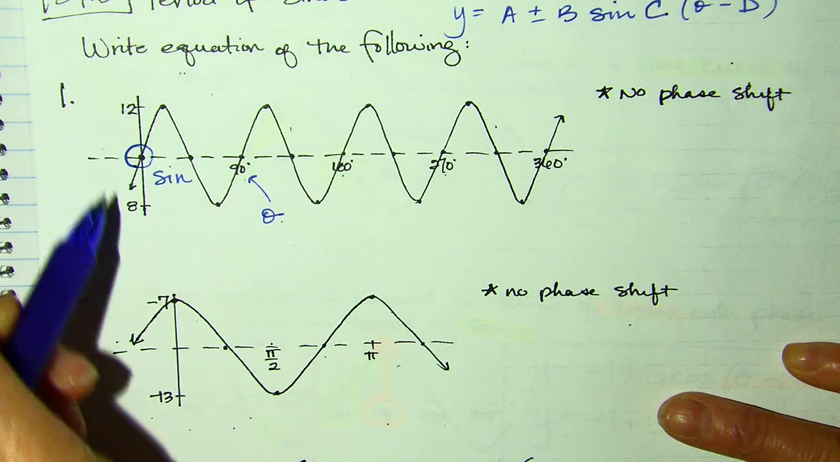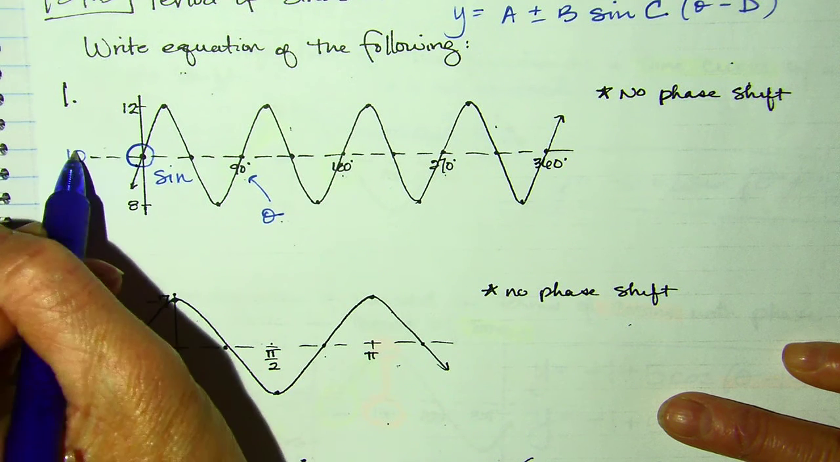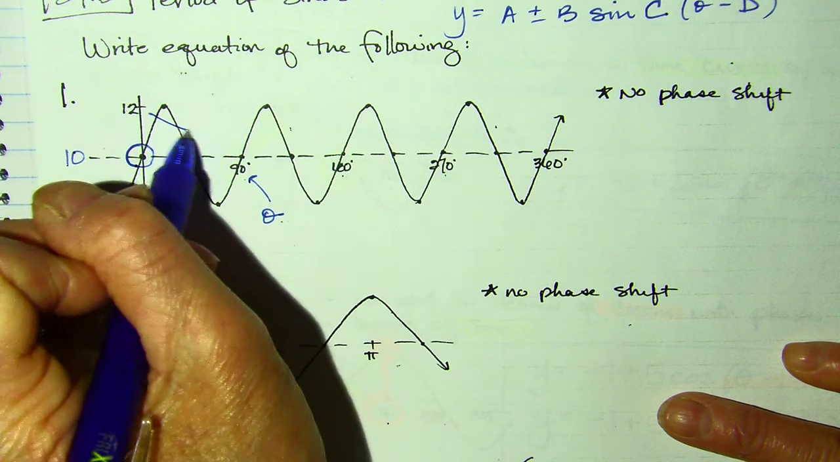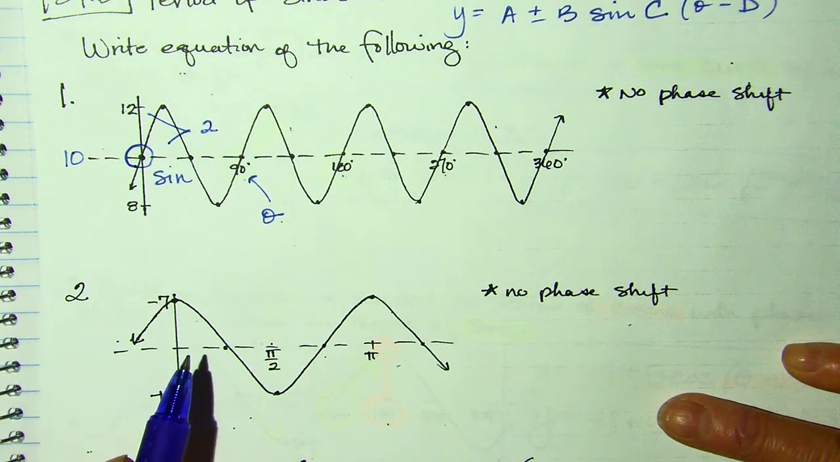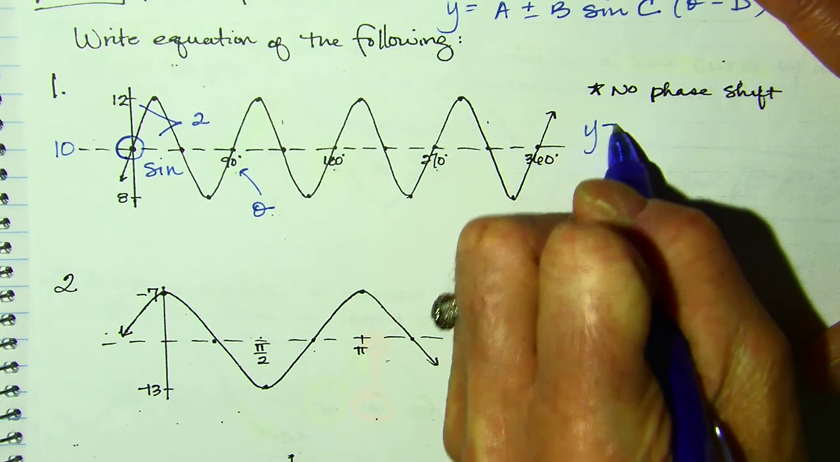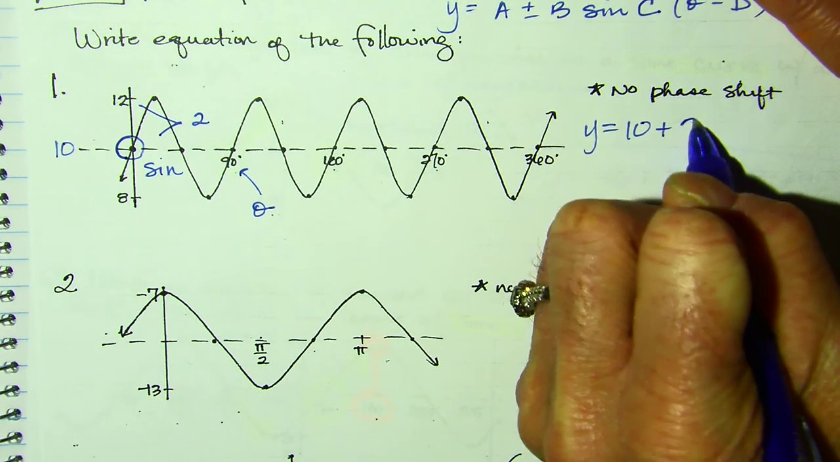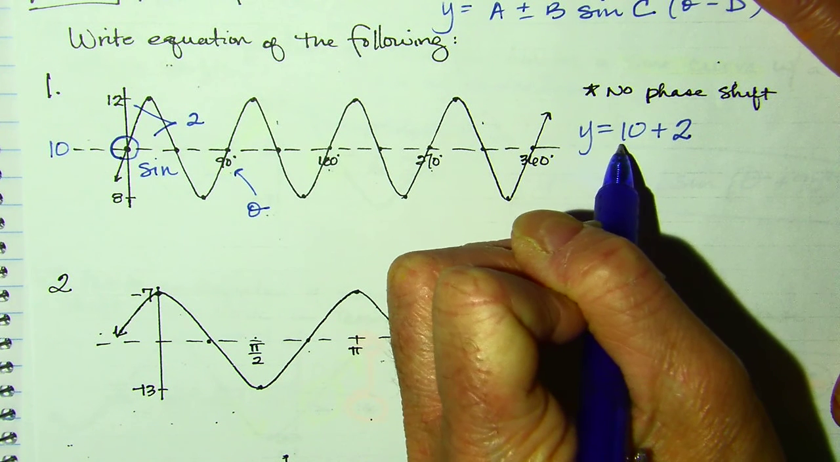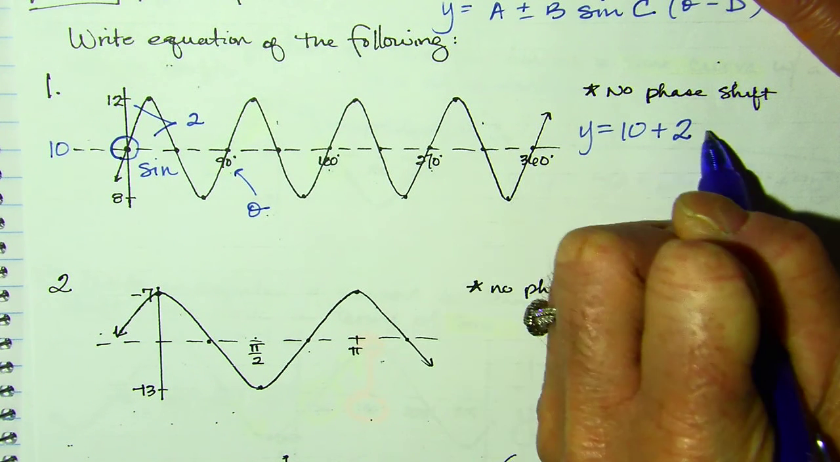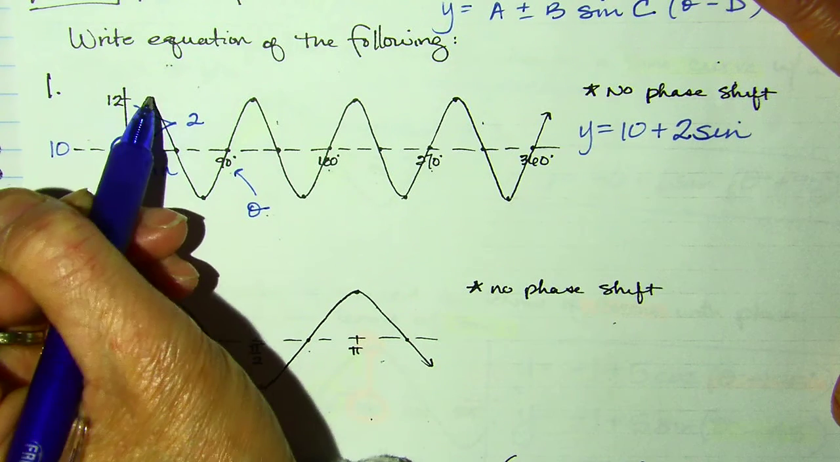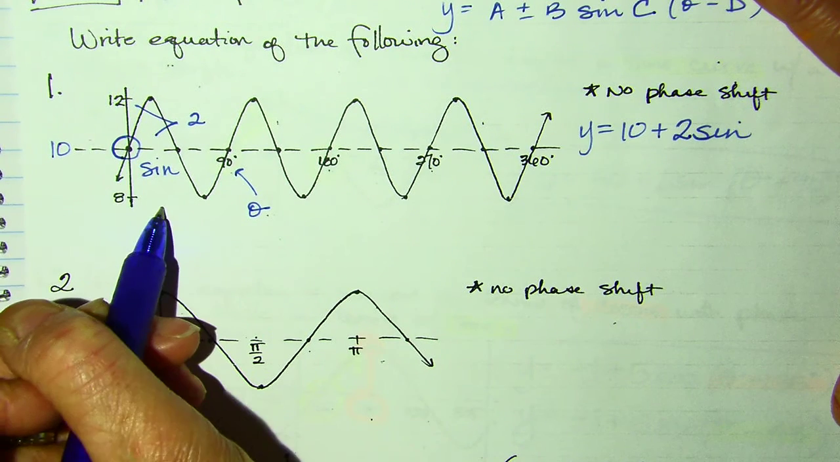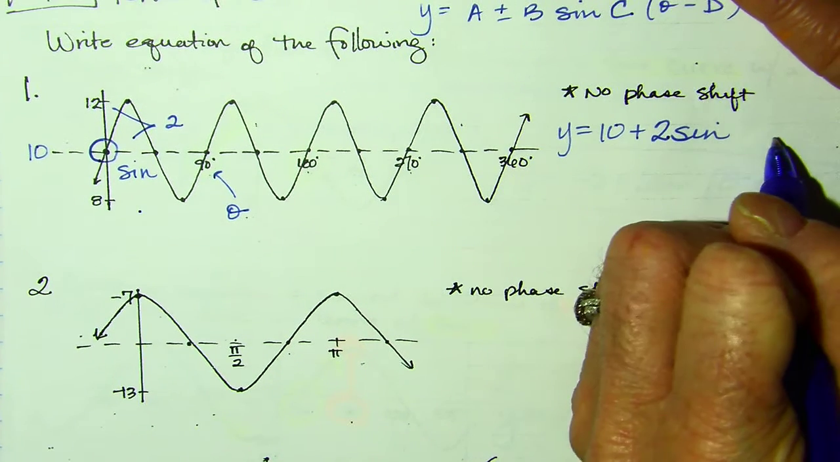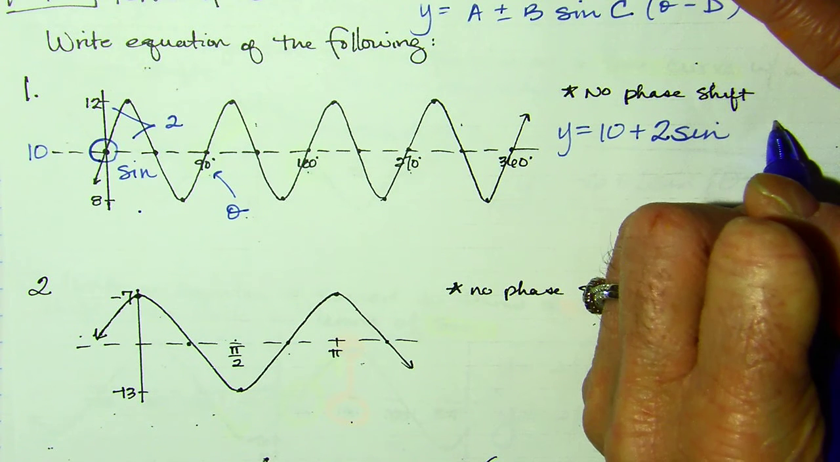If this is 12 and this is 8, then my center line is at 10, which means my amplitude is 2. So let's start there. I know my center line is at 10, and I have an amplitude of 2. I know this is sine. It hasn't been reflected because my peak is up here and not here. Now there is no phase shift, and I do have theta.